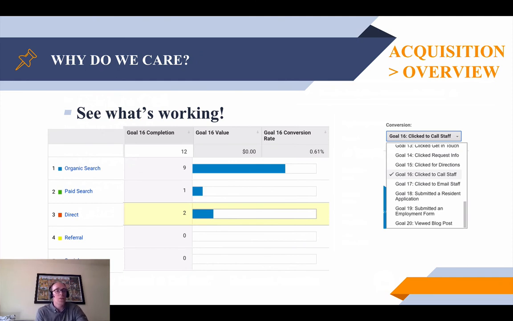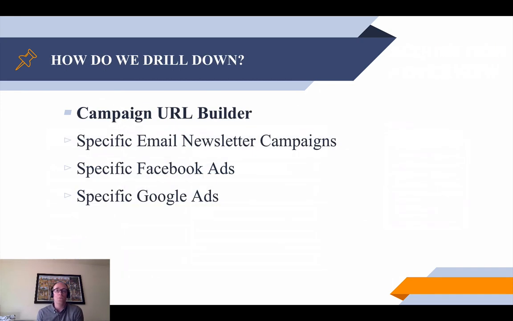Hey, it looks like SEO won again. Over whatever time frame I specified, I can see goal 16, click to call staff. We got 9 calls based on our SEO traffic, which beat our AdWords traffic, it beat our direct traffic. Maybe we want to double down on our SEO efforts. Or maybe I've got 0 here from social media. We need to do more to get leads from Facebook. However you want to take that, now you've got the data to see here's what channels are working.